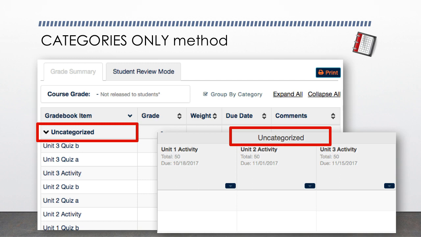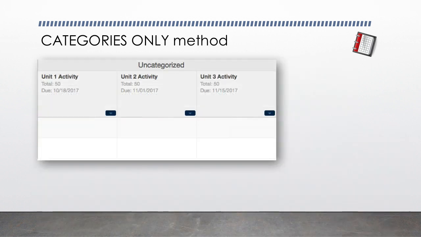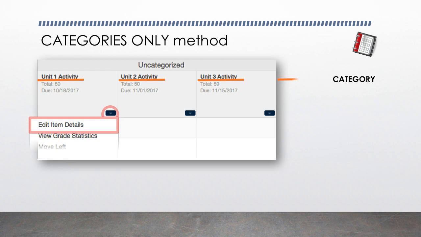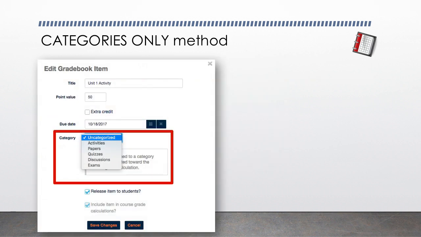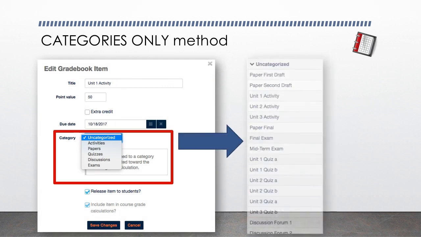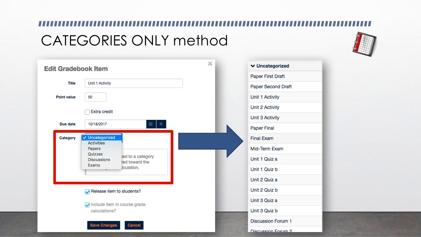Now that I have categories created, I now need to place each gradebook item into its corresponding gradebook category. To do so, I need to select Edit Item Details for each gradebook item and specify its category using the Category drop-down menu. I have to do this for every single item I've entered into the gradebook, both those created manually and those generated by other Sakai tools. In short, I've got a lot of work ahead of me.